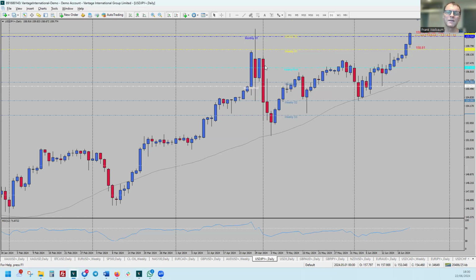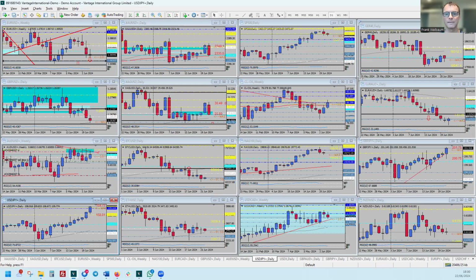Whether this is going to give us a long-term change in market direction is the question, but be prepared for potential profit taking here in the Japanese yen. Guys, that's my outlook so far.